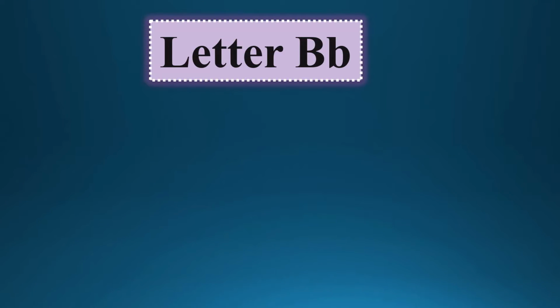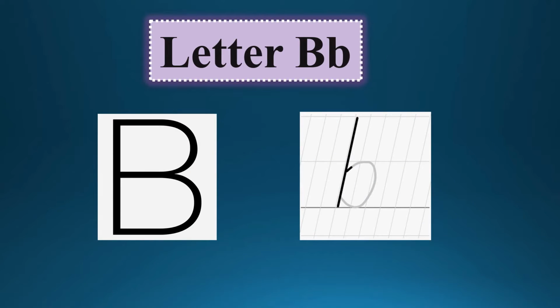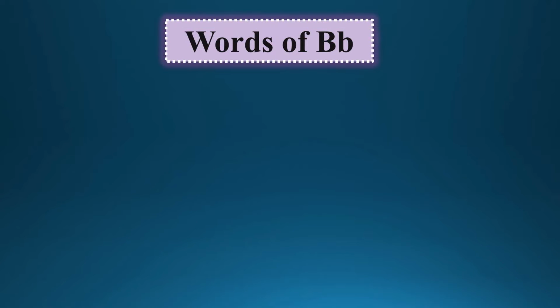Children, here we start with the first letter and first letter is letter B. Capital letter B and small letter B. As you can see in the picture, the writing style of the letter B, capital and small. Its sound is B, B, B. Let's see the sound B in the words.